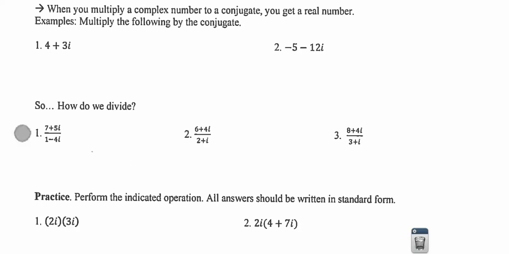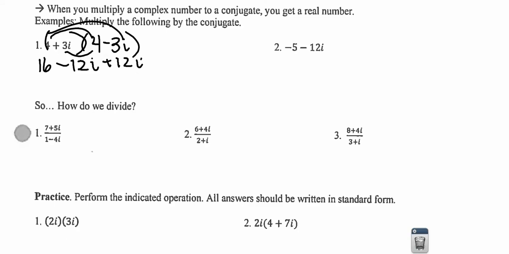So if I go down here and I look at these examples, it says when you multiply a complex number by the conjugate, you get a real number. So let's practice. What's the opposite of 4 plus 3i? It'll be 4 minus 3i. And I want to multiply these two together, so I have to double distribute. So I have 16 minus 12i plus 12i minus 9i squared. I see i squared, I scribble it out and do what? Change my sign. So my 12i's cancel out. 16 plus 9, 25.